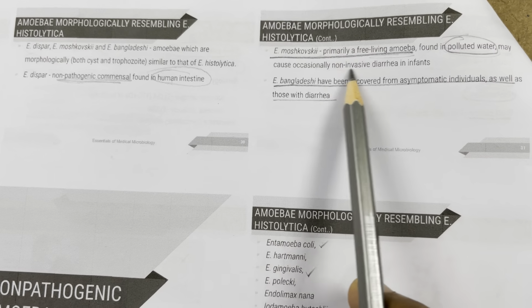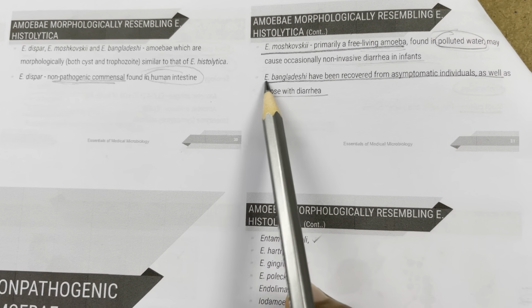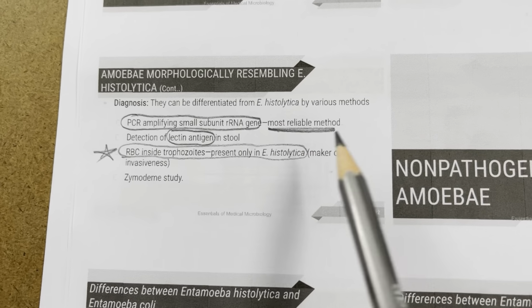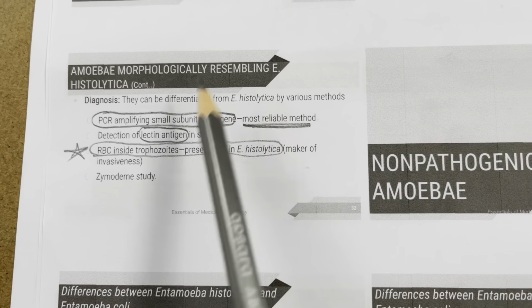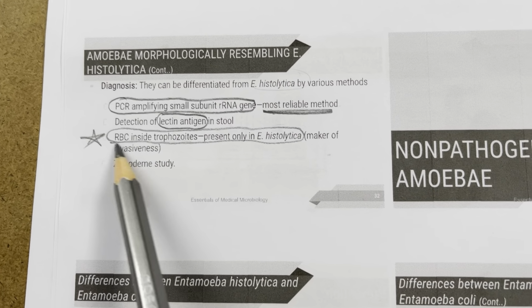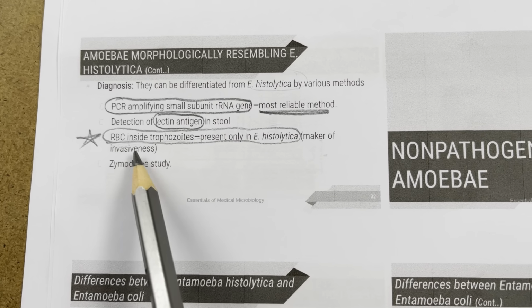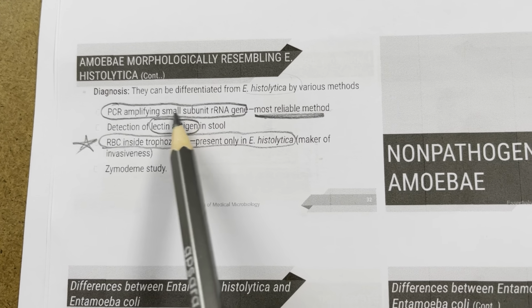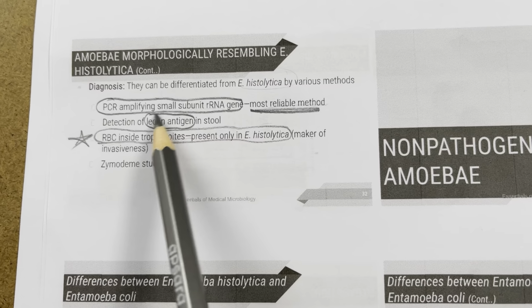Okay, it may occasionally cause non-invasive diarrhea in infants, and E. Bangladeshi has been recovered from asymptomatic individuals as well as those with diarrhea. So how do you diagnose and differentiate it from Entamoeba histolytica? Only Entamoeba histolytica has RBCs inside the trophozoites. It's a marker of invasiveness. And also you can do PCR, which is the most reliable method. You can amplify the small subunit rRNA gene and also do lectin antigen detection in stool.